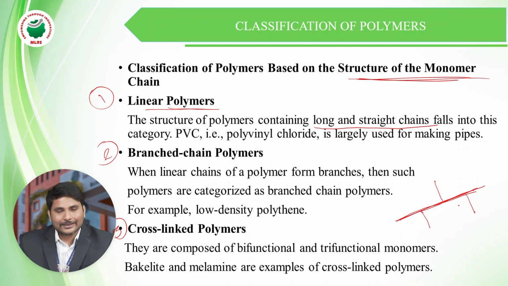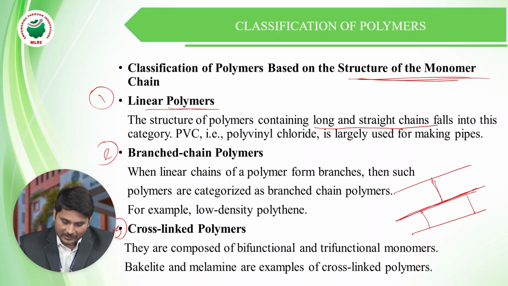And the third one is cross-linked polymers. Cross-linked polymers are composed of trifunctional monomers. If you see this kind of monomers, we simply call them cross-linked polymers.